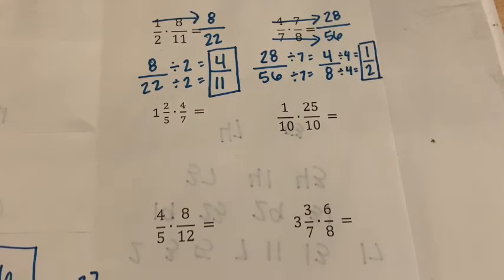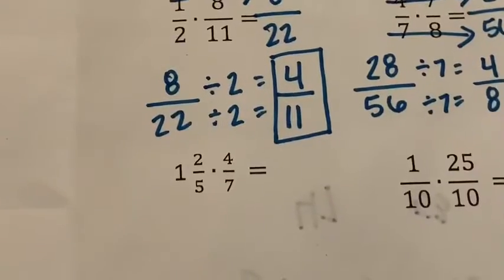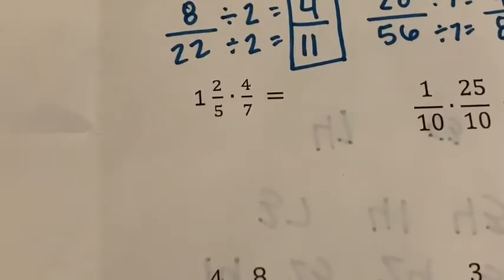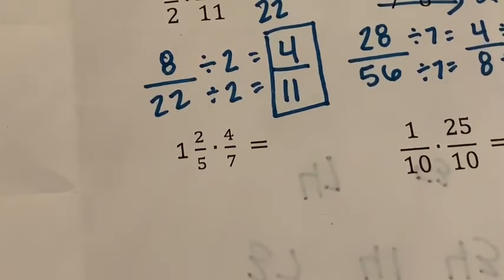Next one. 1 and 2/5. What do we do when we have an improper fraction? You turn it into a mixed number. I'm sorry, wait, mixed numbers. This is a mixed number. We're going to turn it into an improper fraction because we cannot multiply straight across with a whole number.